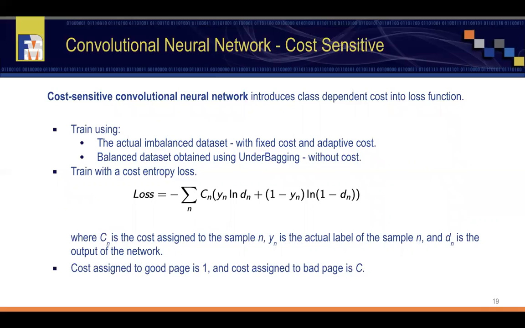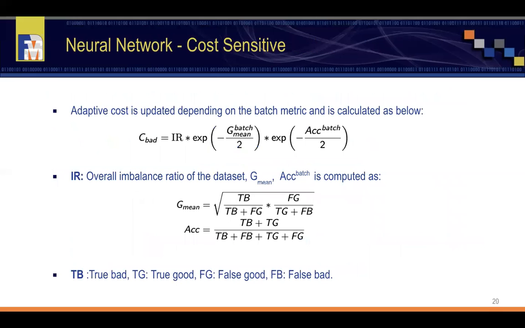The cost entropy loss function used for training the CNN is mentioned on the slide, where Cn is the cost assigned to sample n, Yn is the label of the sample n, and Dn is the output from the network. For the fixed cost, we've fixed the cost for the majority class as 1 and vary the cost for the minority class samples. And for the adaptive cost, the network is trained using cost entropy loss, where again the cost for the majority class is fixed as 1, and the cost for the minority class is computed at each step using the equation mentioned on the slide, which includes some batch metrics.